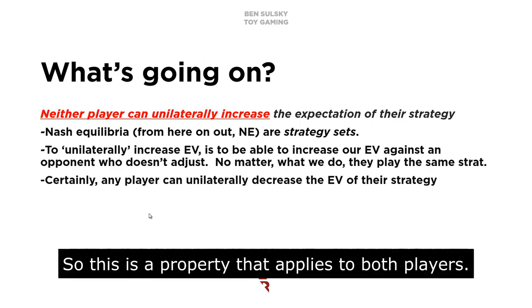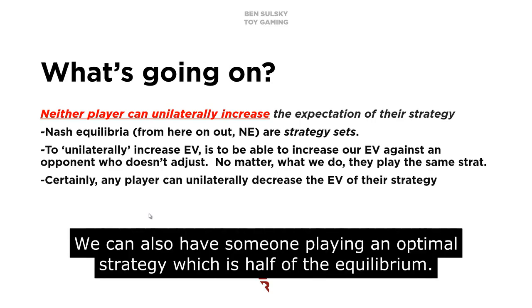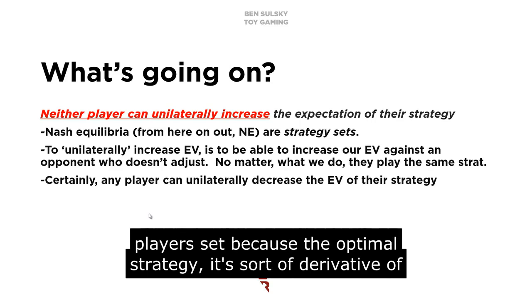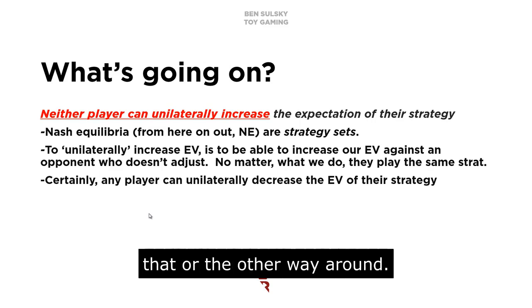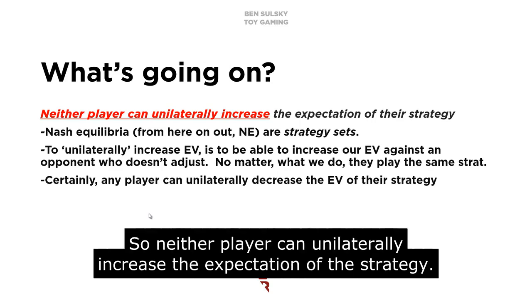So neither player. This is a property that applies to both players. So equilibria involve the strategies of 2 players. We can also have someone playing an optimal strategy, which is half of an equilibrium. I like to talk about the Nash equilibrium, which is the 2-player set, because the optimal strategy is sort of derivative of that, or the other way around. You can find them either way.